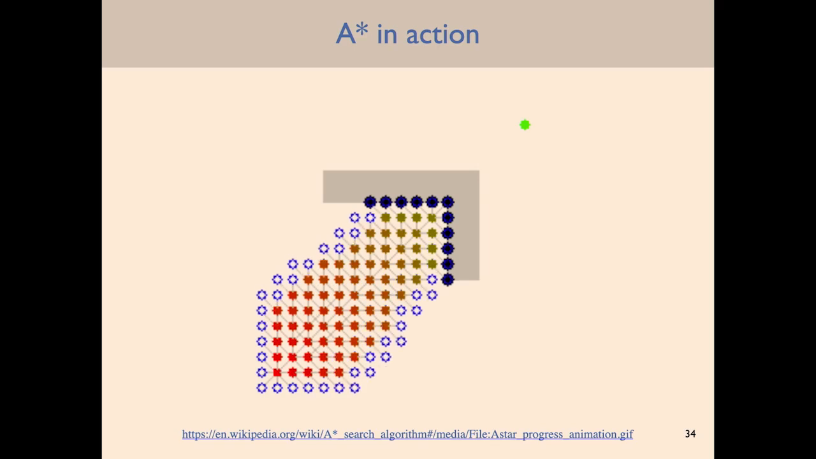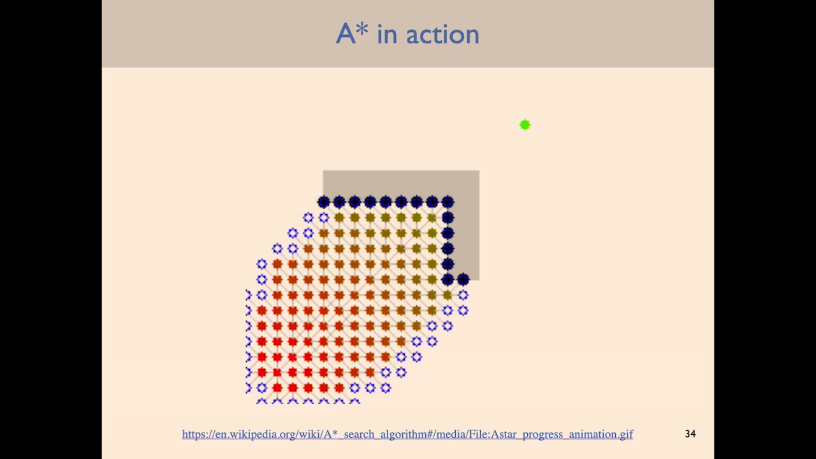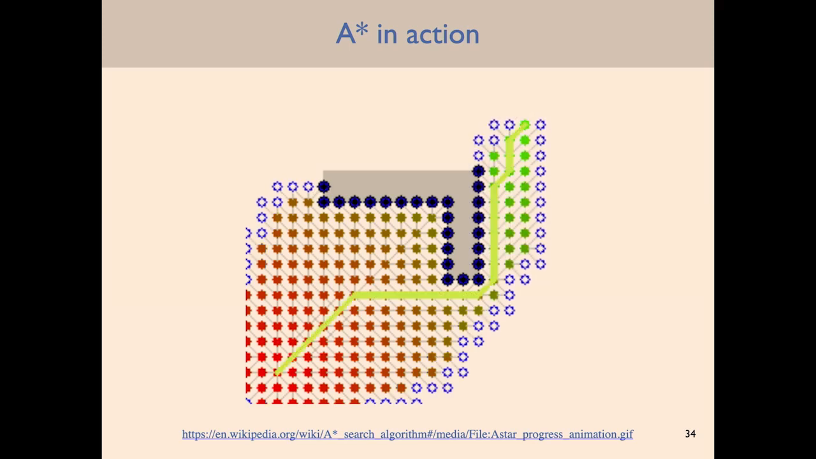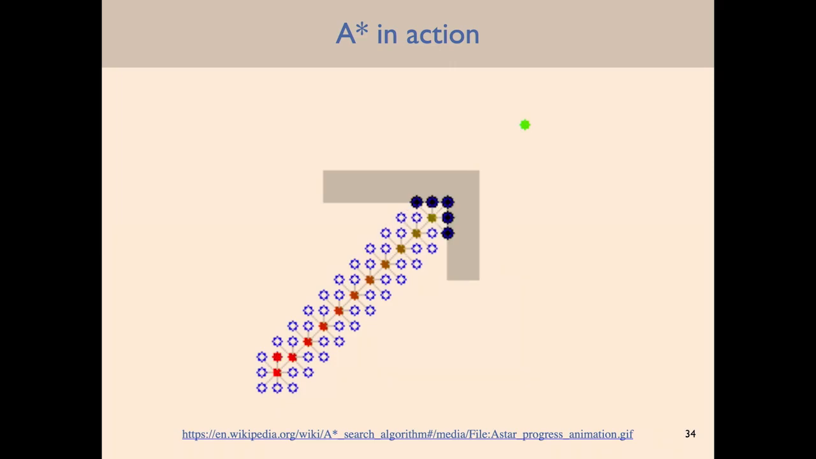So yeah, A star is always guaranteed to return the optimal path. The optimal path may not be unique, but it'll return some optimal path. There might be multiple paths that have the same cost, so it'll give you one of those paths that corresponds to the optimal way to get from A to B.